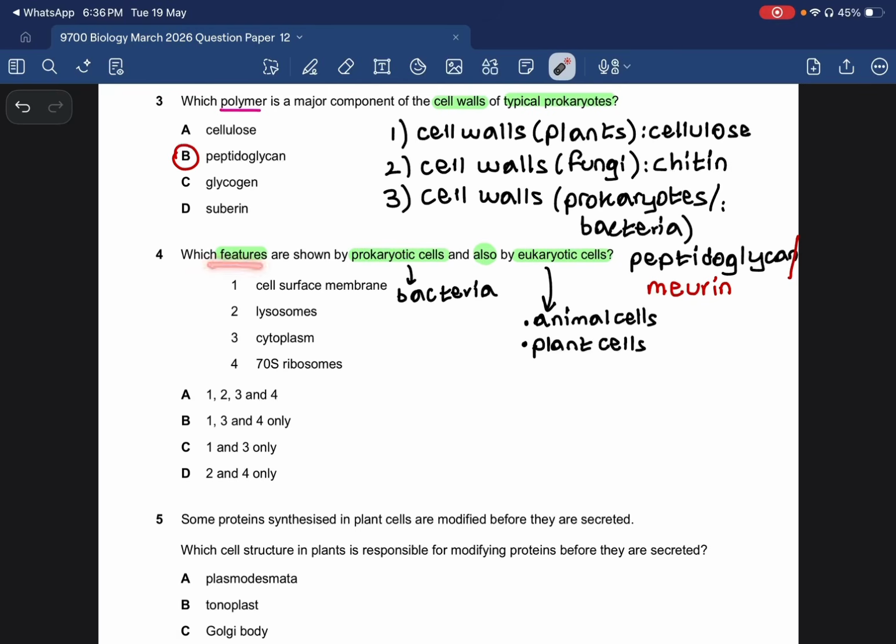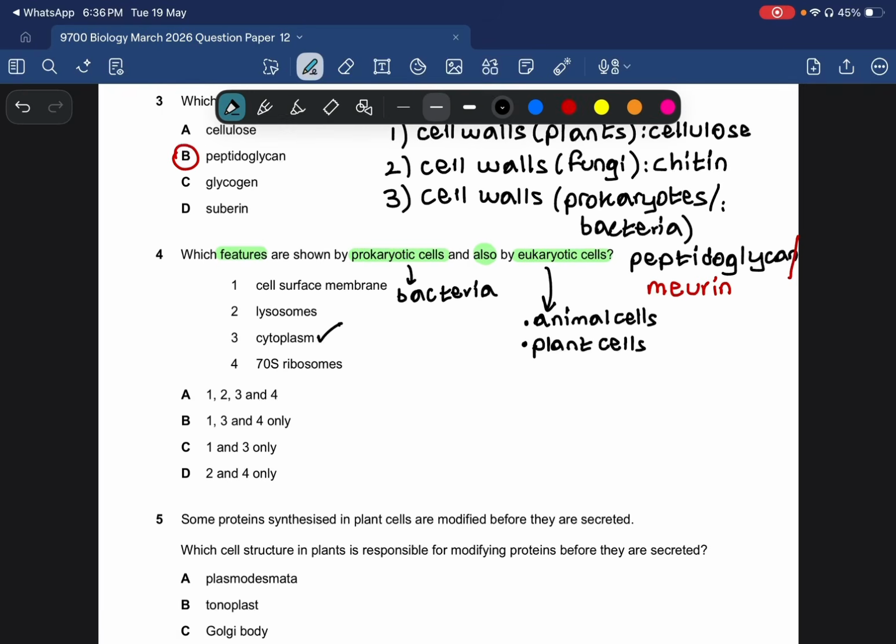So, which features are shown by prokaryotic and also by eukaryotic? Do both of these types of cells have a cytoplasm? Absolutely, they do have a cytoplasm. So eliminate all of the options which do not have the number 3 in them. This is process of elimination, a very important skill that you should know. So 3 is not in D, so D is cut out. Okay. Now, do they have 70S ribosomes?